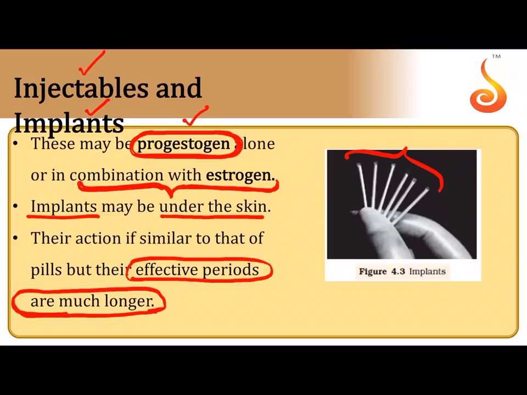So these are not orally administered, as you saw. These are implanted underneath the skin. Sometimes injections are also given intradermally, within the skin, or into the muscle. Intramuscular injections also slowly release the hormone into the blood, and they prevent ovulation and implantation. But mostly implants are the ones which are very, very long lasting. They have long effective periods, prolonged effective periods.